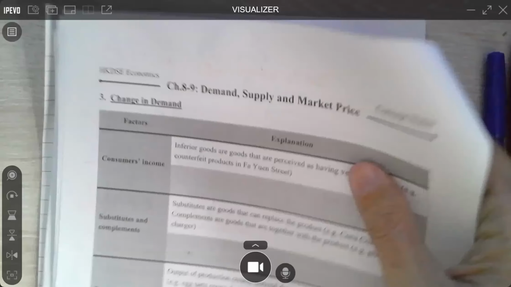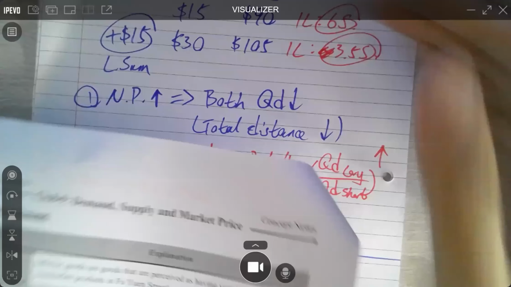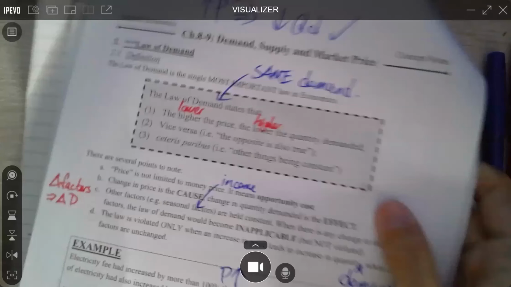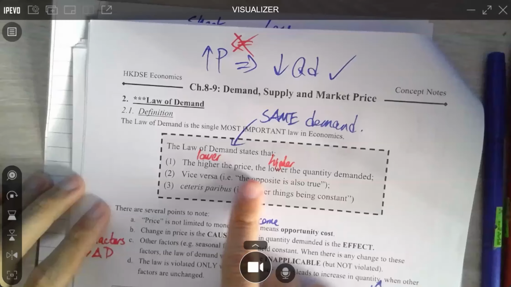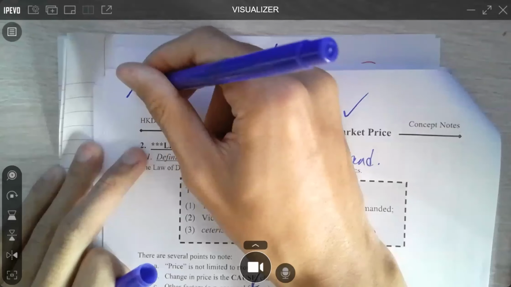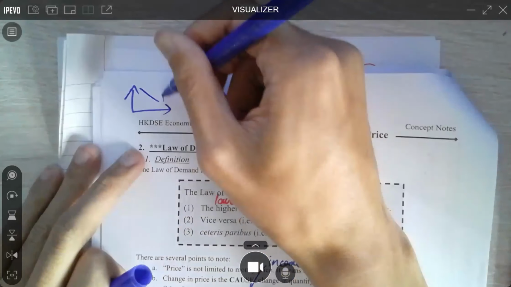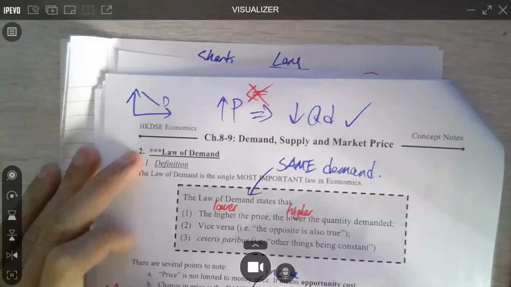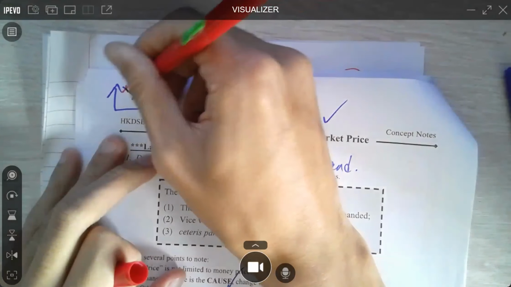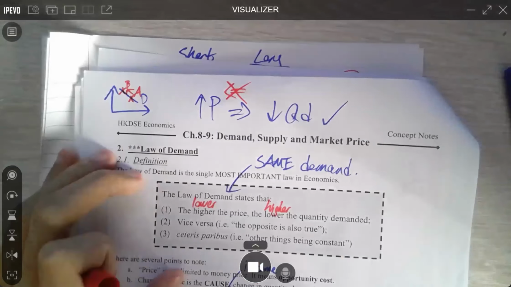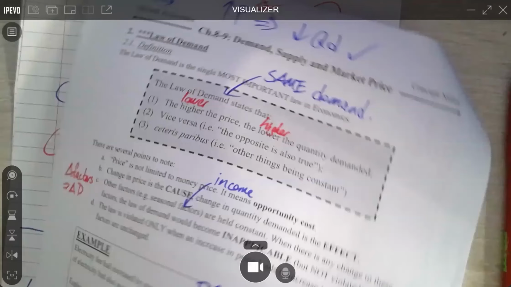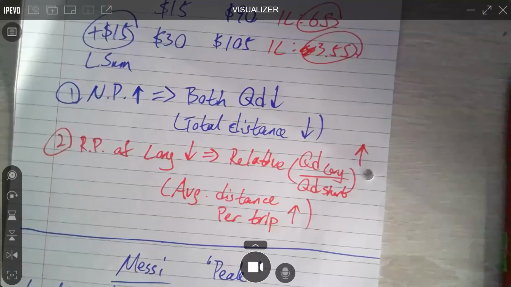Now, let's revise a little bit. As we talk about the law of demand, we were talking about higher the price, lower the QD. We were talking about along the same curve. Let's say higher the price from point A to point B. This is a movement along the same demand curve. Remember? We said it's the same curve.